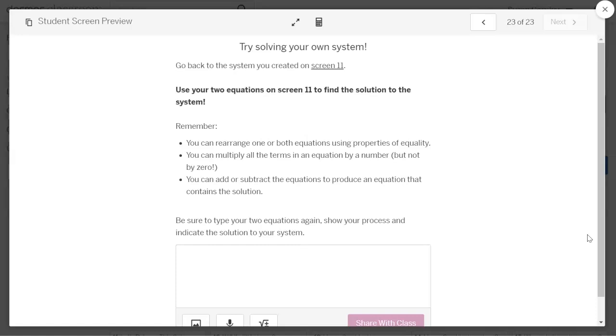But it's a great way for them to do something to put in their portfolio, because they created that system back on screen 11. Yes, they do have the same solution as every other student because it gave the solution up front, but they could have their own unique system with that solution. So this would be a good way to showcase what they know.